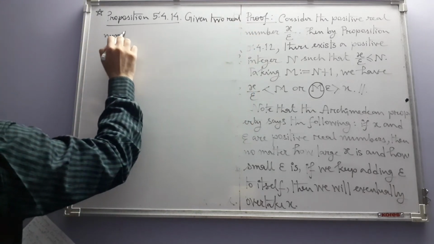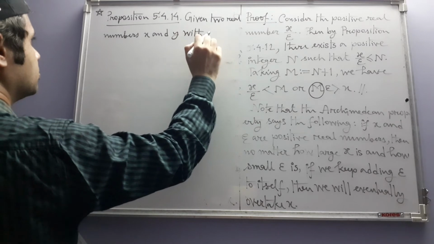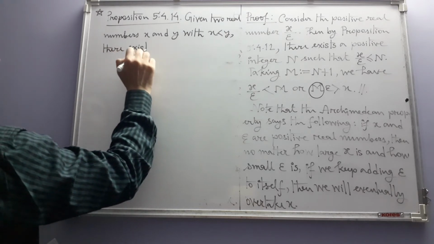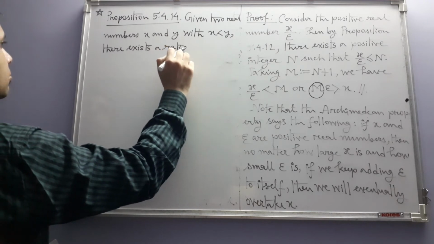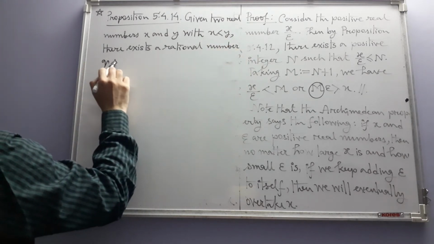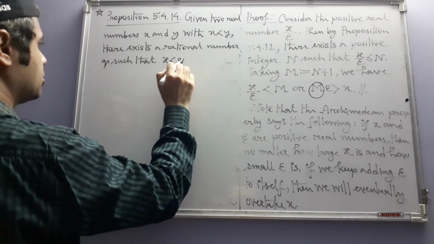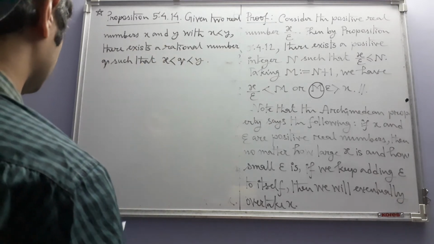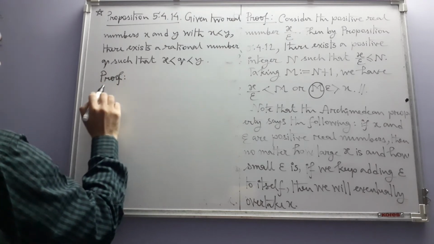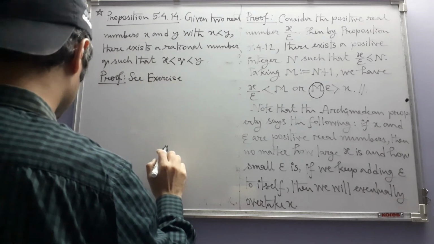Given two real numbers x and y with x less than y, there exists a rational number q such that x is strictly less than q and q is strictly less than y. For the proof, see exercise 5.